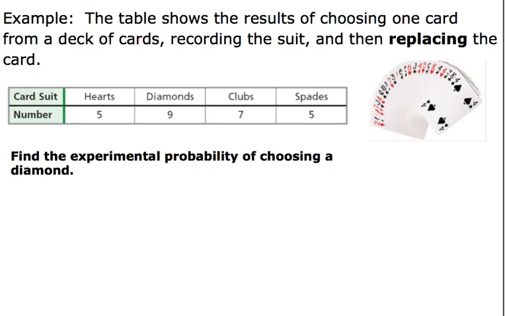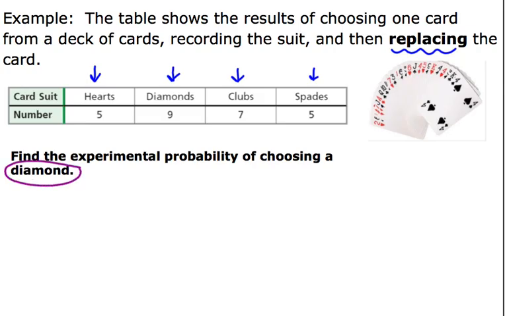All right, now let's move on to a deck of cards. So we're playing a deck of cards, and we recorded our suits and the number of times we got that suit. Remember, a suit is your hearts, diamonds, clubs, and spades. And we are replacing. That means you put the card back into the deck. So for hearts, we got 5 hearts. 9 times we got diamonds. 7 times we got clubs. And 5 times we got spades. And we wanted to find out what is the probability that we got a diamond.